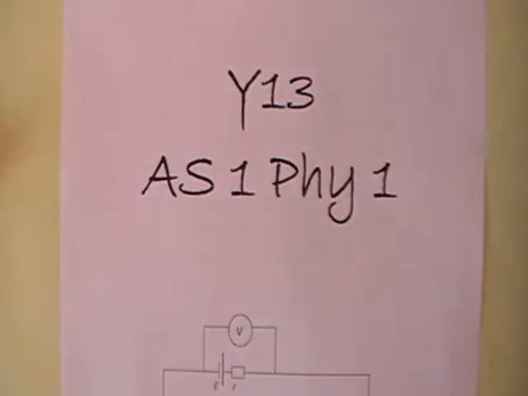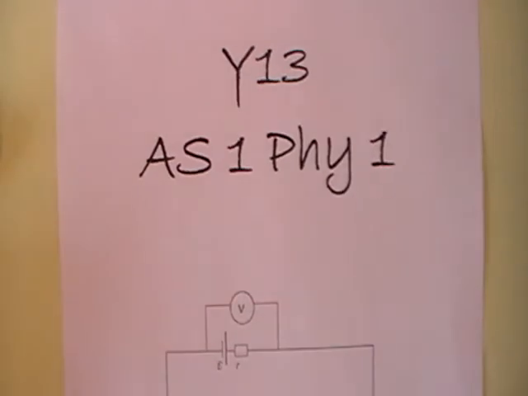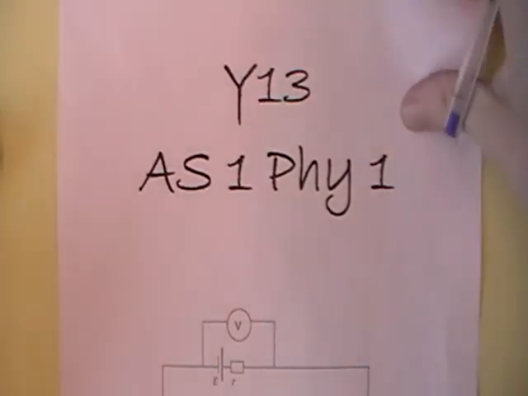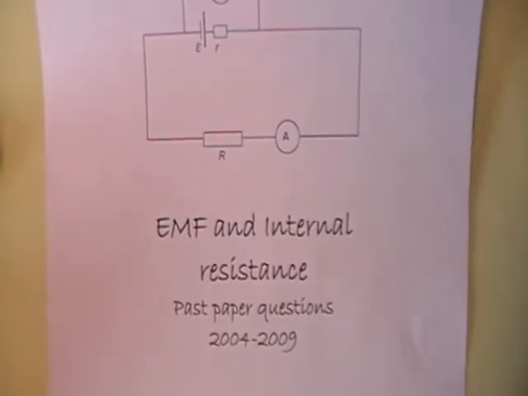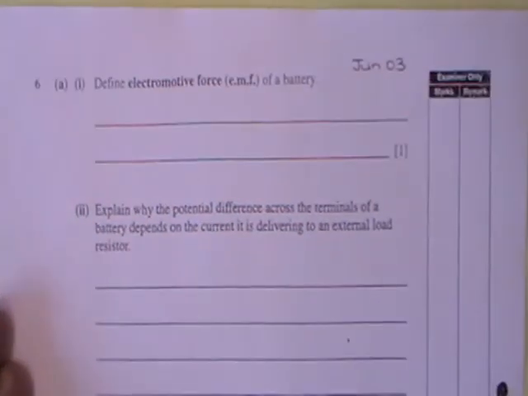This is a podcast for Year 13 AS1 and it's the past paper questions on EMF and internal resistance. So they're from 2004 to 2009. Okay, the first question here is from Jun03 and this is a very common question.